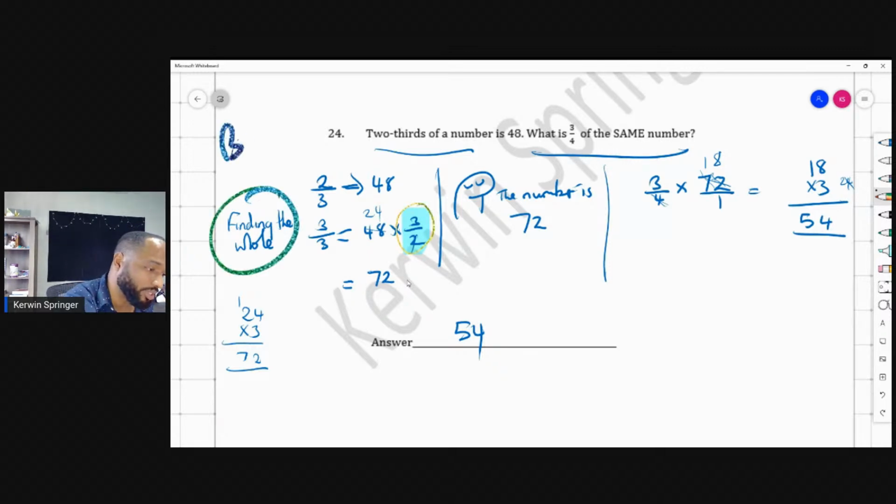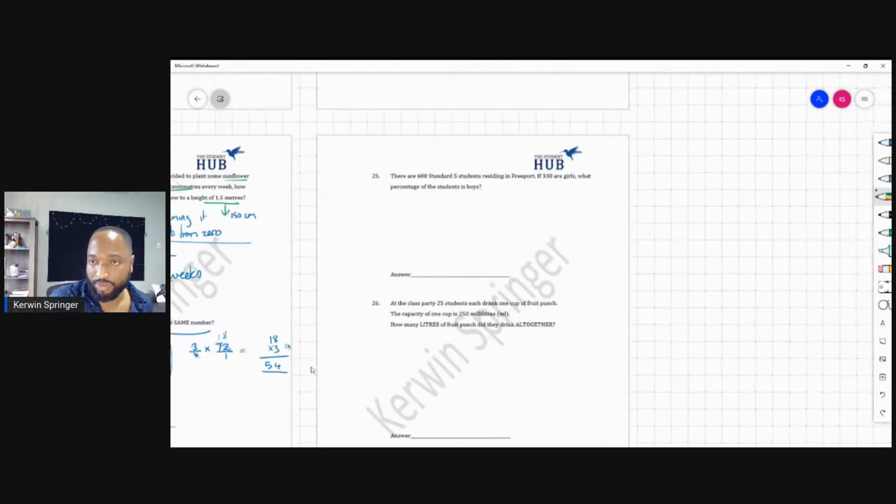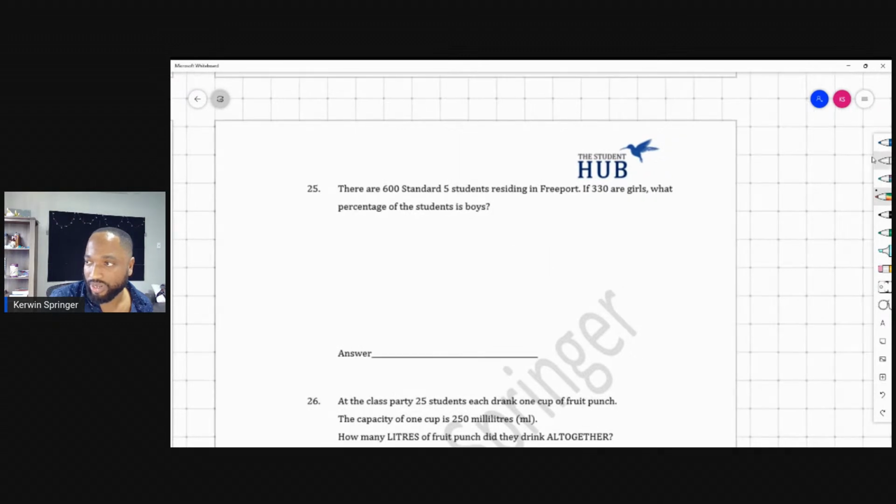Now for the big boys. That's for the big boys. All right, so let's keep it rolling. Keep it rolling. There are 600 standard 5 students residing in Freeport.